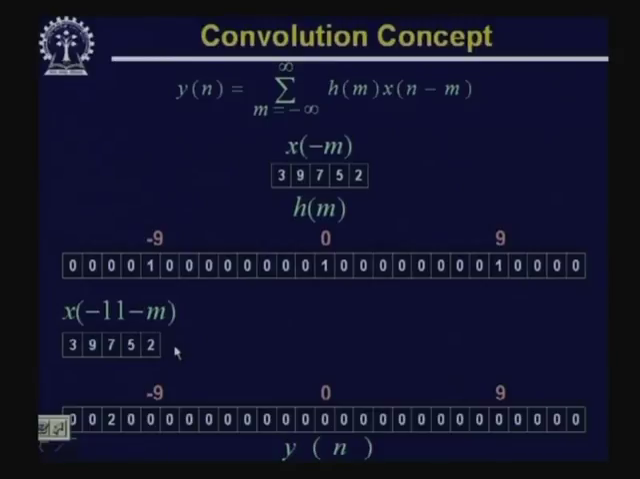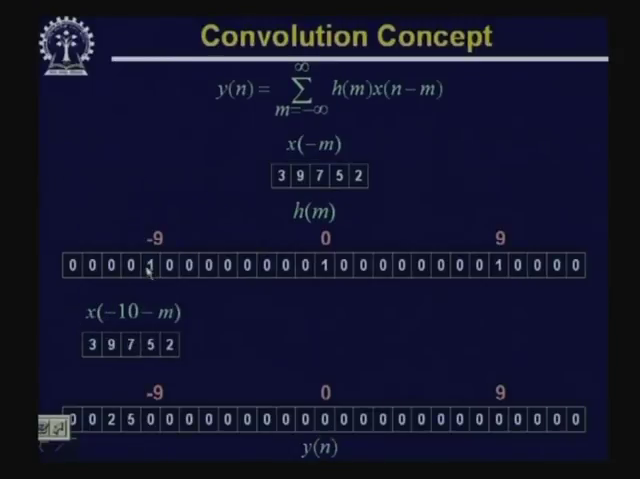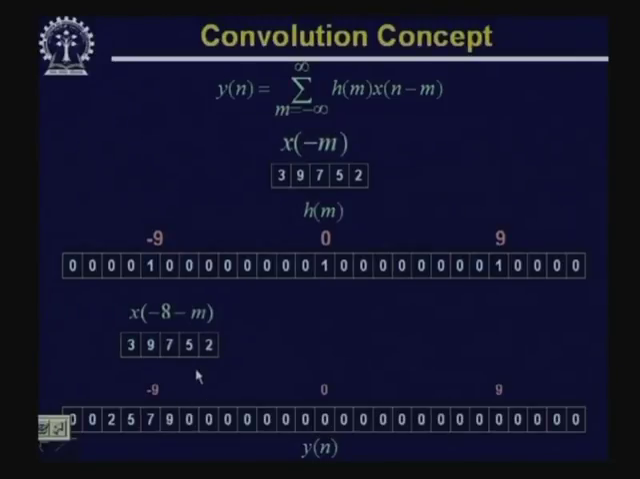Now, for getting the value of y[minus 10], again I do the same computation, and here you find that this 1 gets multiplied with 5 and all other values get multiplied with 0. When you take the summation of all of them, I get 5 here. Then at minus 9, I get 7 here, following the same operation. Sorry, this is at minus 9. I get values at minus 8, at minus 7, and at minus 6. At minus 6, you find that the value is 0.